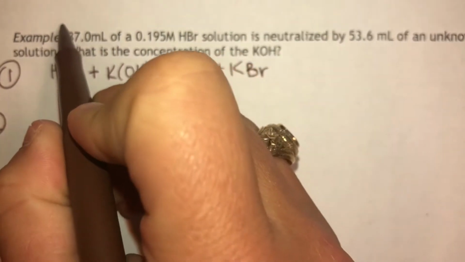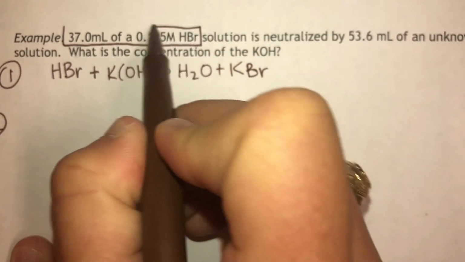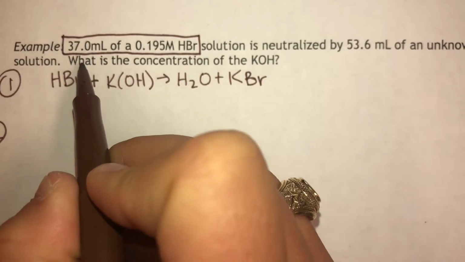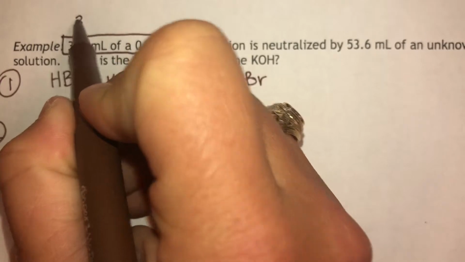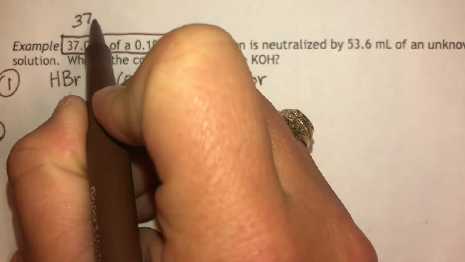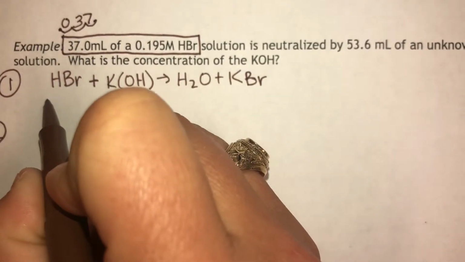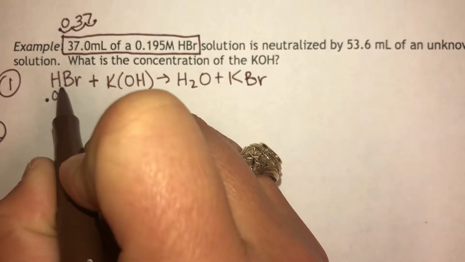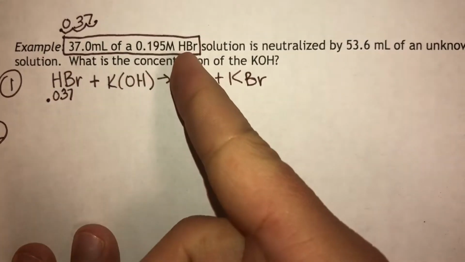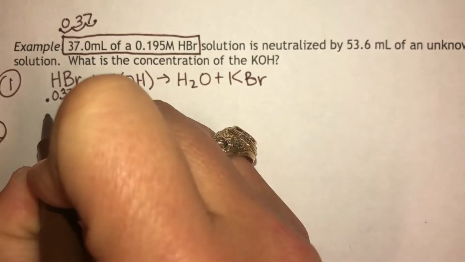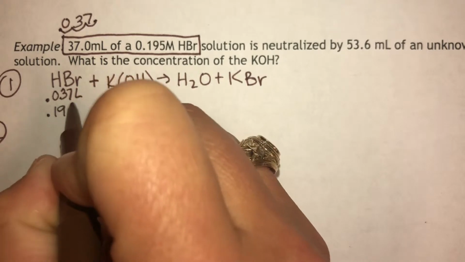we're gonna take what they gave us in the problem. So for HBr, they gave us 37 milliliters. We can't work in milliliters, so we have to convert it to liters. We do that by taking our decimal, moving it to the left 3 times. So I'm just gonna put this down here under HBr because it's connected with HBr. And then they gave us 0.195 for our molarity.